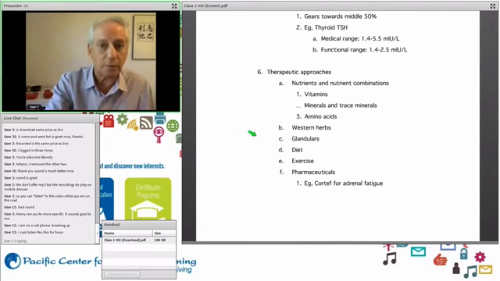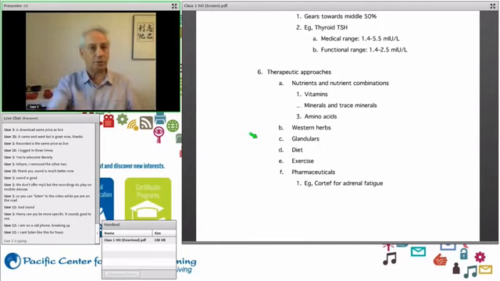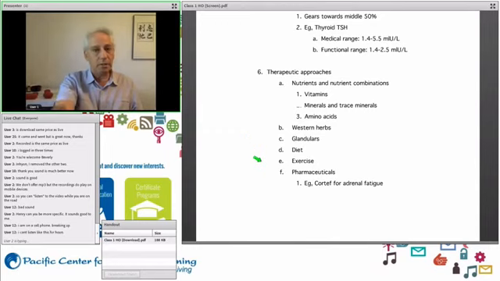They'll use glandulars, which are actually glands from pigs and sheep, to do things. Of course, they'll use diet and exercise, which I think is really important. I think a lot of problems could be fixed with diet and exercise.